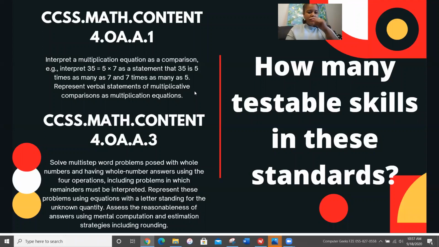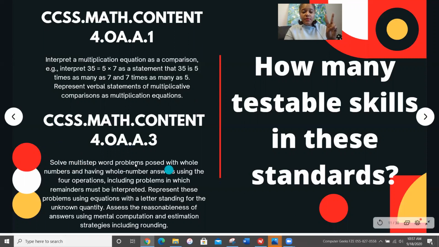2 skills. Now we go over to 4.OA.3. Solve a multi-step word problem. Whoa, whoa. Not a 1-step, multi-step. I'm at least putting that one down for 2, okay?